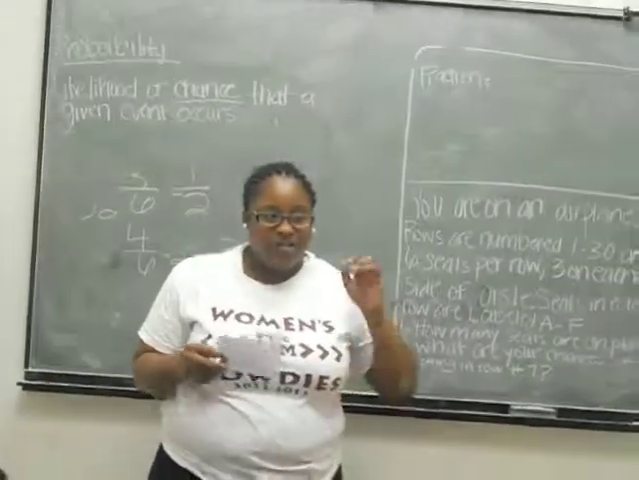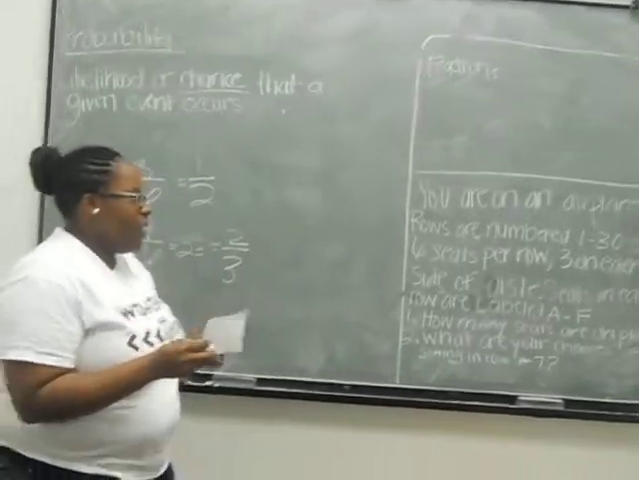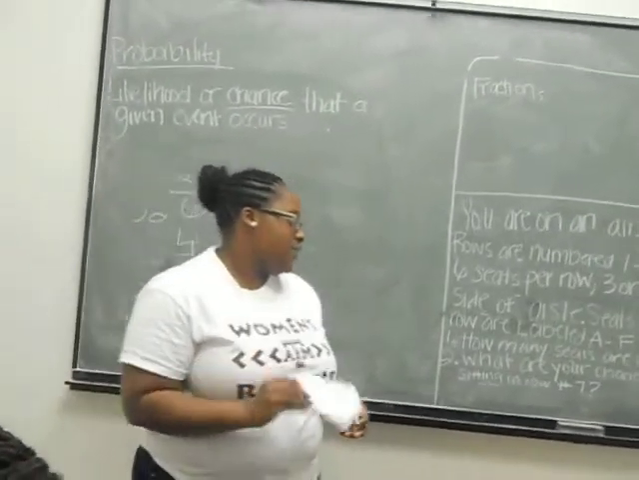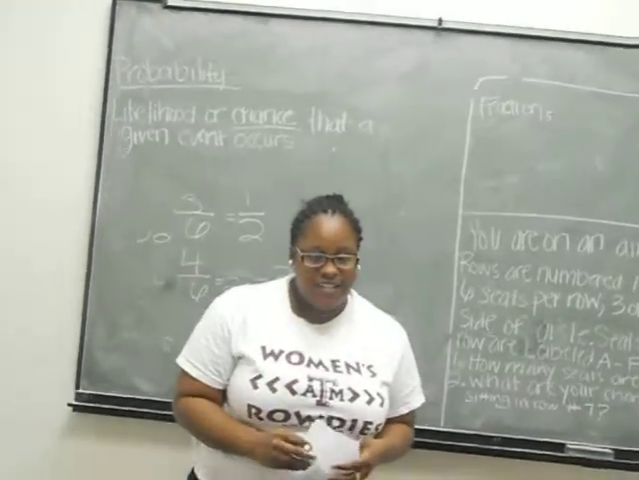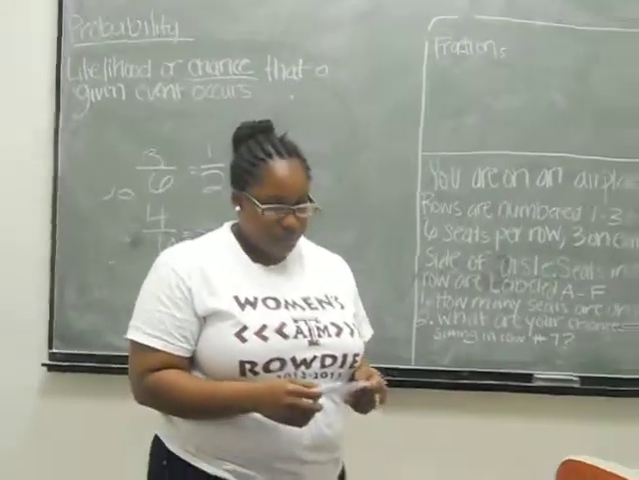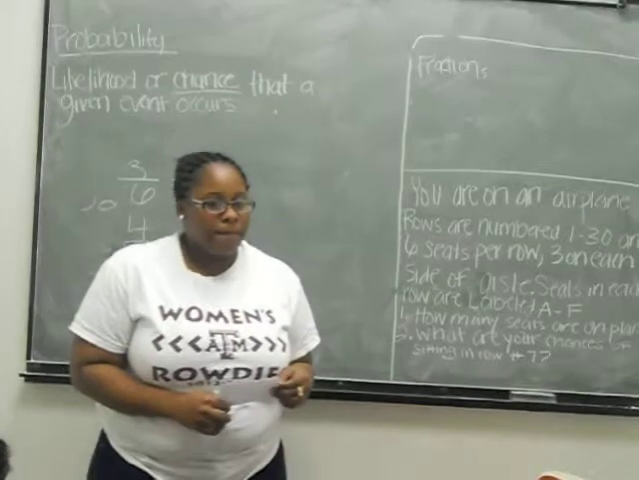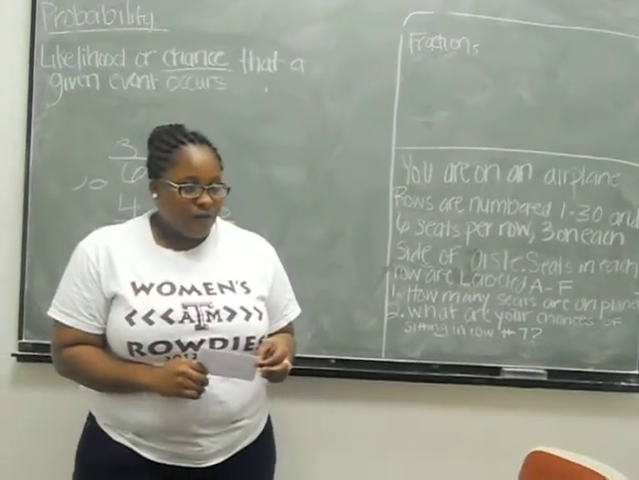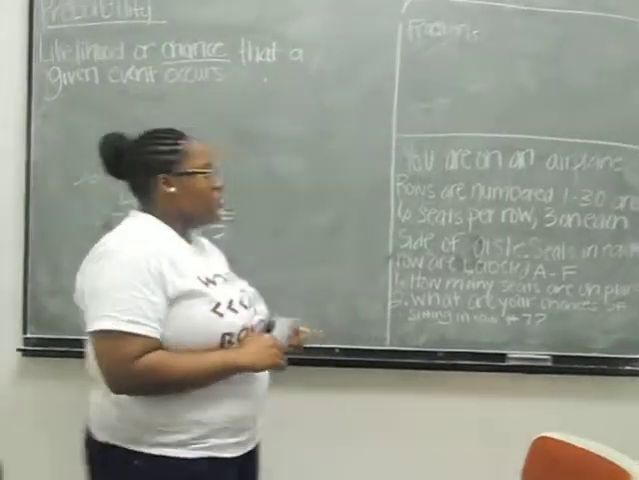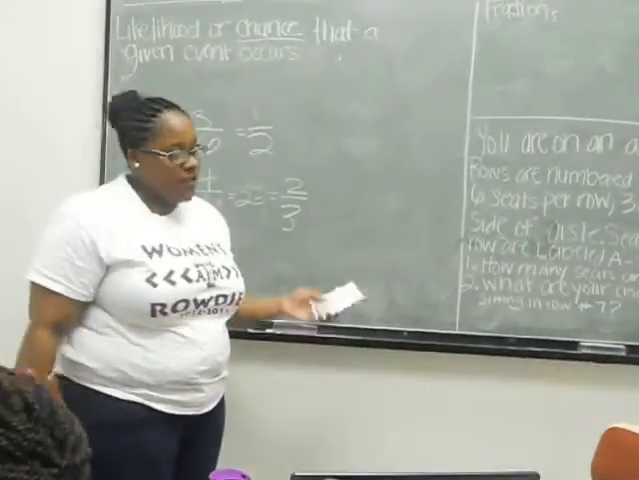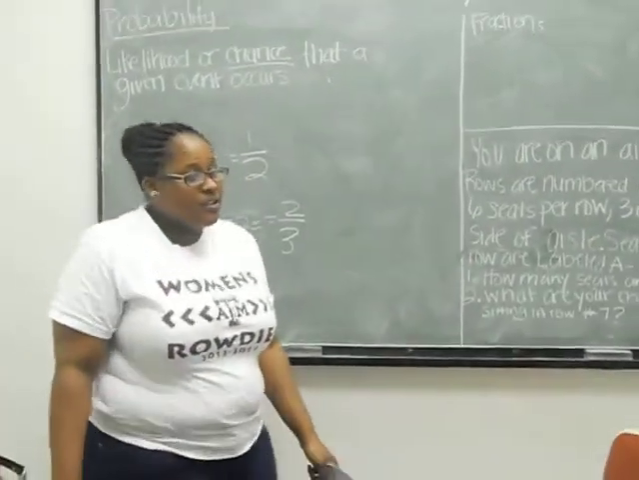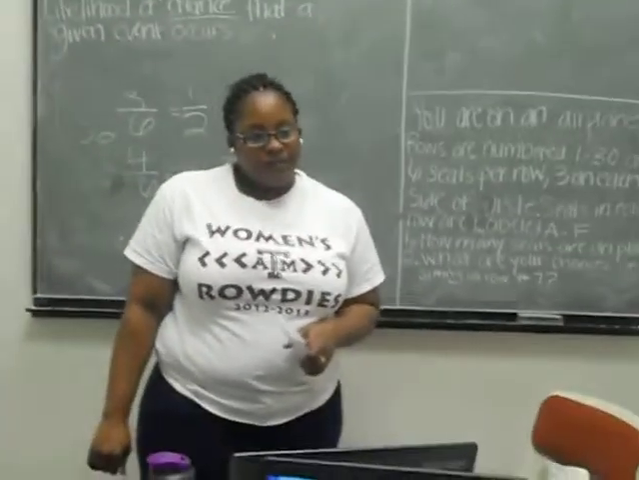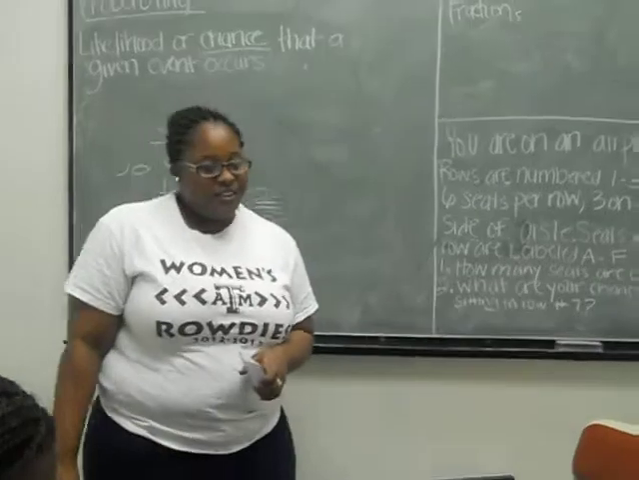180. Good job, Danielle. Okay, so the question says, what are your chances for sitting in row number 7? 6 out of 180. Is that the lowest we can go for that one? No. What would we reduce that down to? 1 over 30.